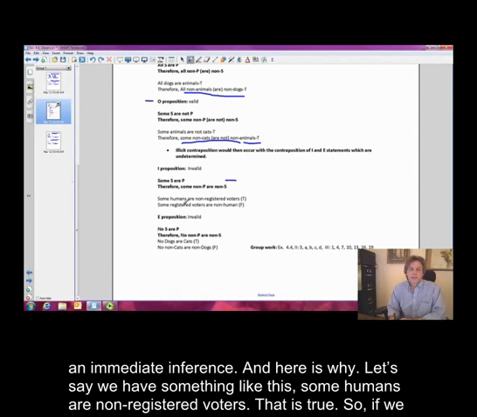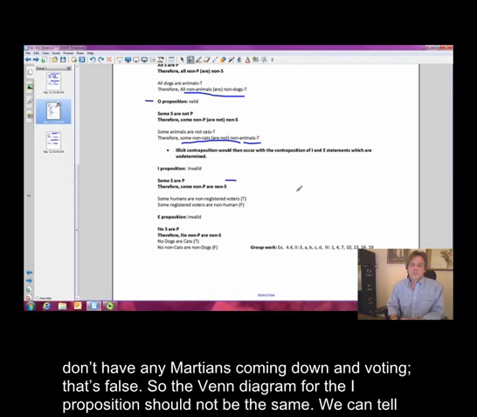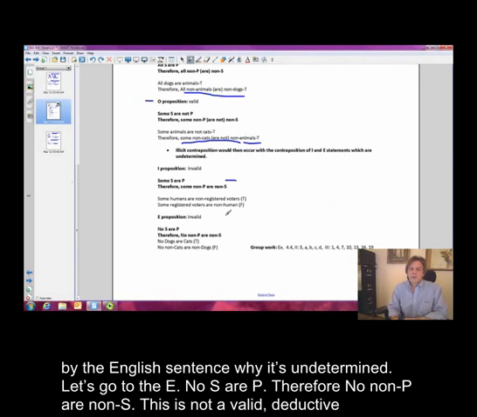Let's say we had something like this. Some humans are non-registered voters. That is true. So if we contrapose this, non-registered, the opposite is registered. Humans, non-humans. Some registered voters are non-humans. Okay? We don't have any Martians coming down and voting. That's false. So the Venn diagram for the I proposition should not be the same. And we can tell by the English sentence why it's undetermined.